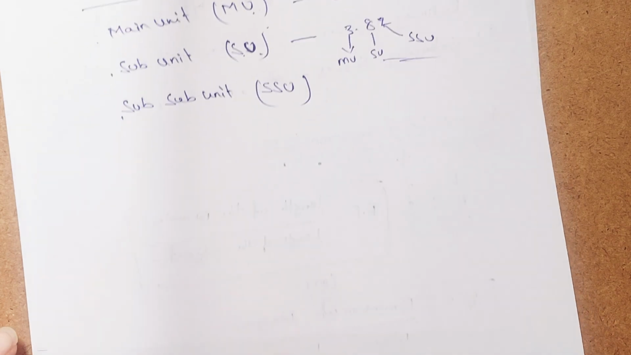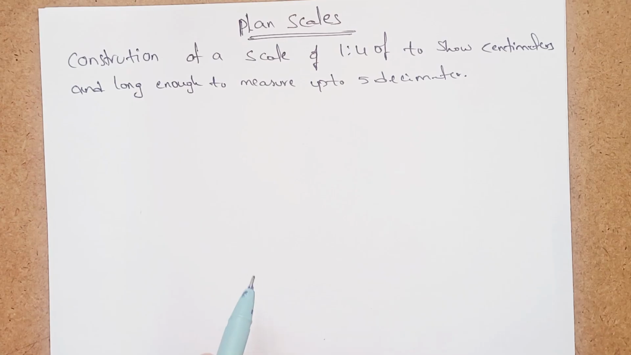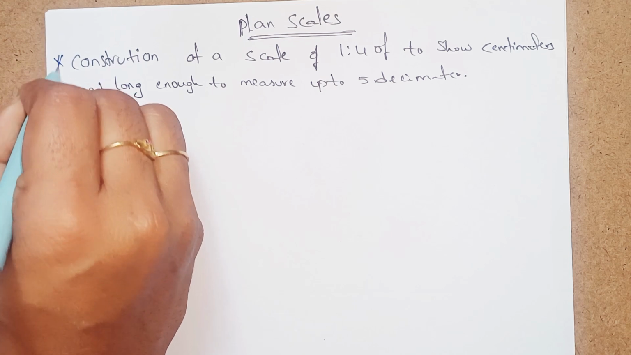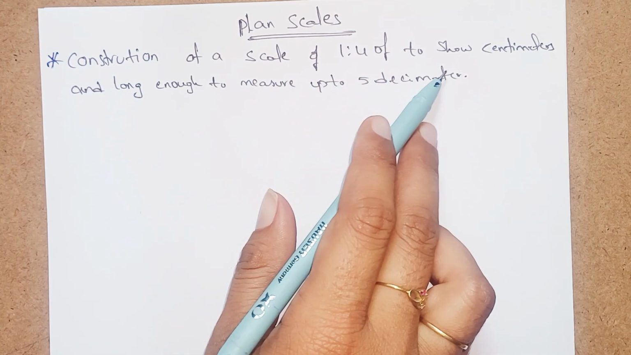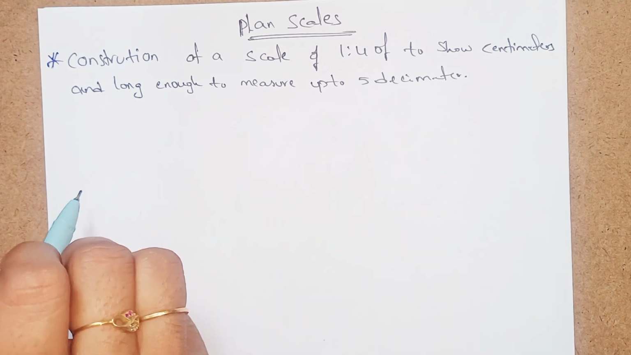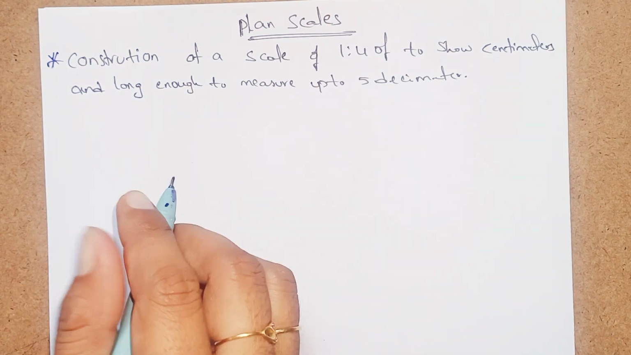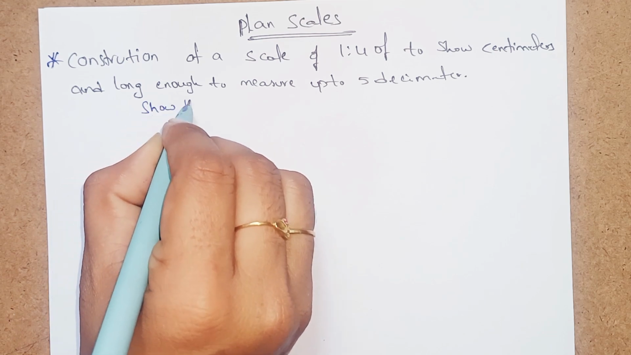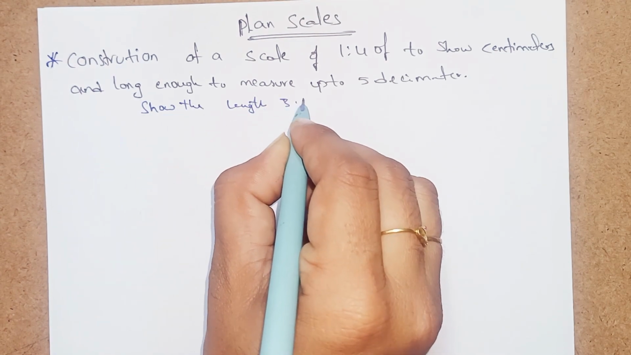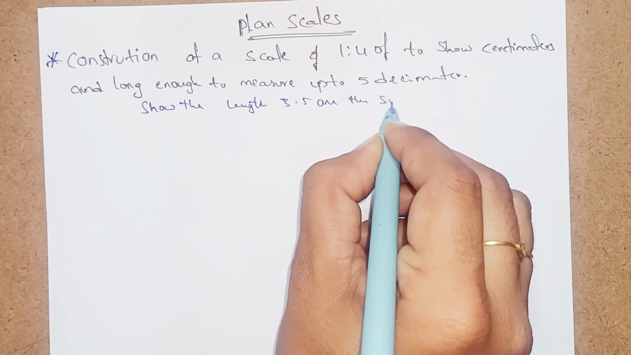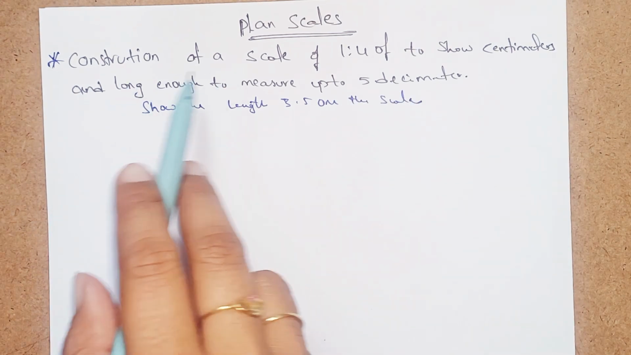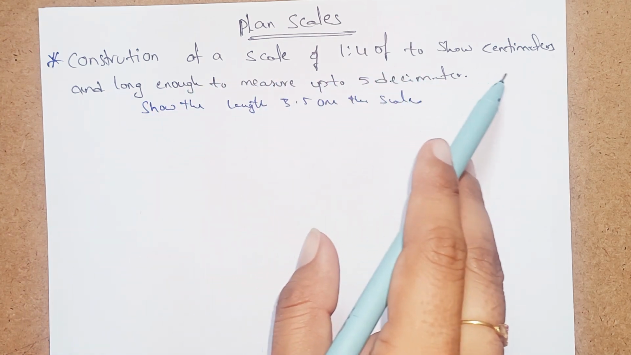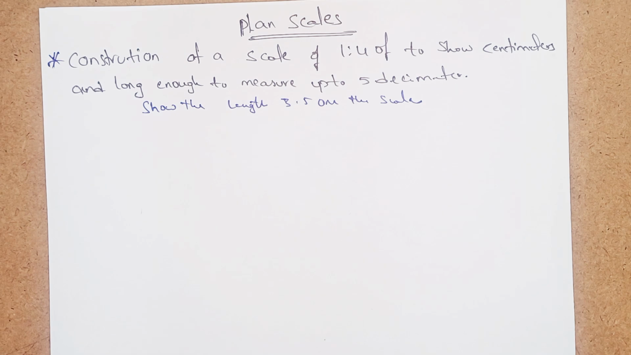So first, the plane scale. See the first question: construct a scale of 1:4 to show centimeters and long enough to measure up to 5 decimeters, and show the length of 3.5 on the scale. Here no scale name like plane scale or diagonal scale is mentioned, so we have to consider the distance.